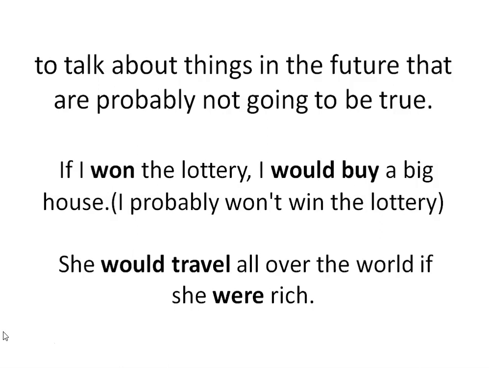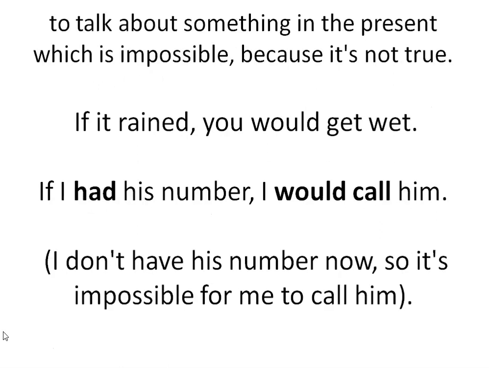So if she were rich, she would travel all over the world, and she is not rich. In reality, she has no money. That's why there is the least possibility that she would travel all over the world. So this is the first situation that we discussed. Again, we are going to look at the second situation where the second conditional is used, to talk about something in the present which is impossible because it's not true.